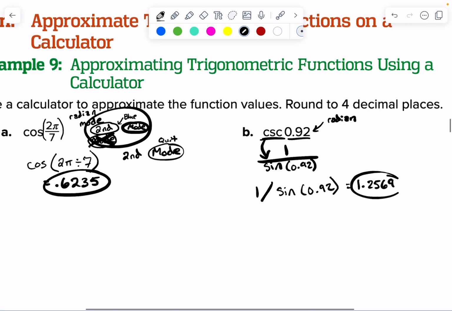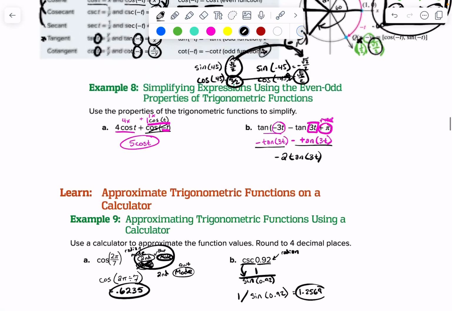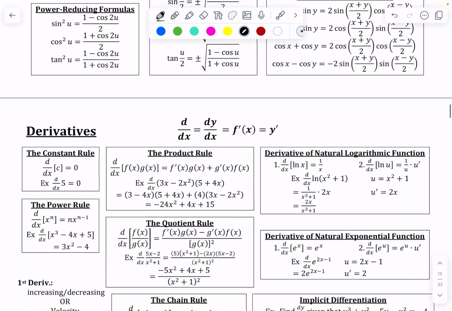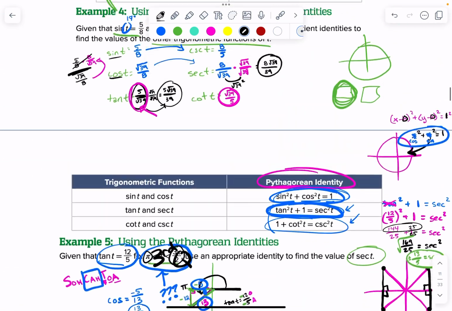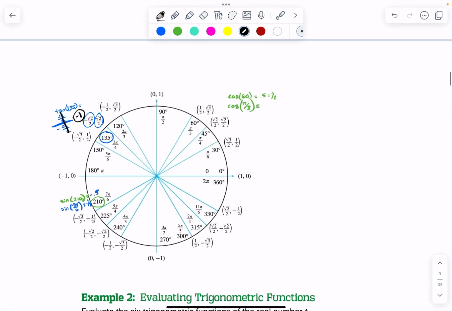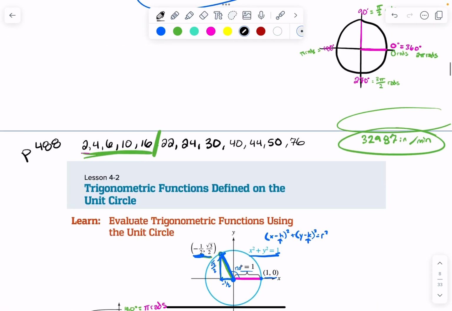So there you go. Whew. What a mess. There's a lot of stuff to teach you off of this unit circle. Sorry. Okay, work on homework so that we can go over questions on Monday and get done with section 4.2 and move on. Okay?